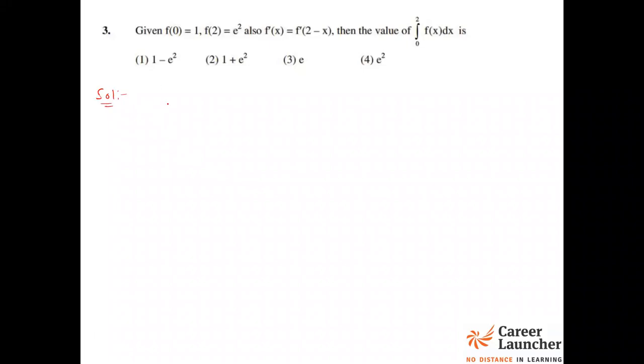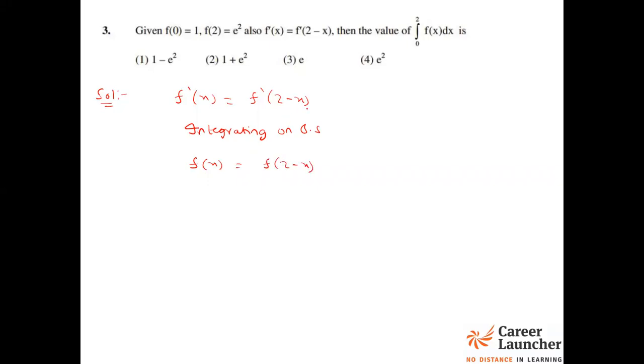Given that f of 0 is equal to 1 and f of 2 is equal to e square. It's also given that f dash of x is equal to f dash of 2 minus x. Now let us integrate this on both sides with respect to x. So what will this become? Integrating on both sides becomes f of x is equal to f of 2 minus x.